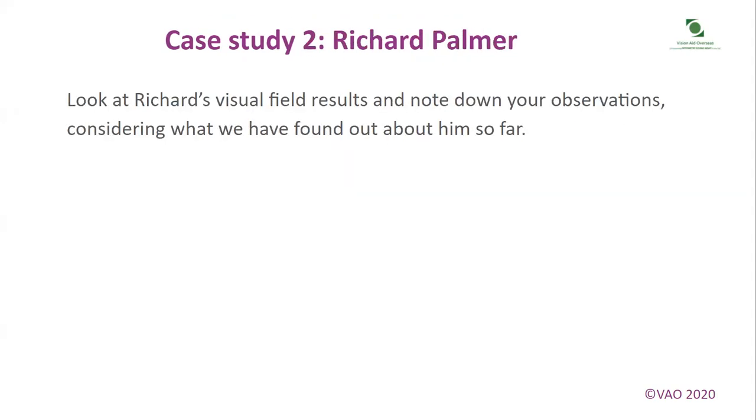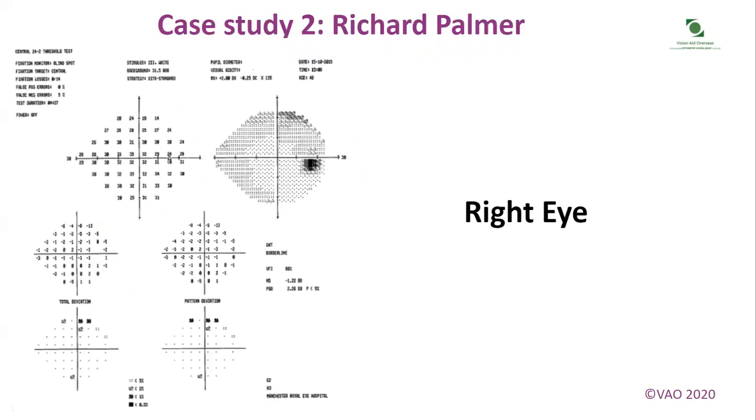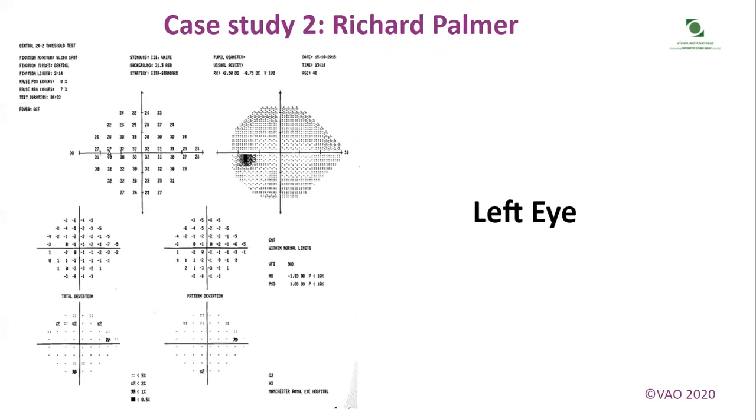Case study 2, Richard Palmer. Look at Richard's visual field results and note down your observations, considering what we have found out about him so far. This is Richard's right eye plot. Have a look at all the different test results and then look at his left eye results as well.